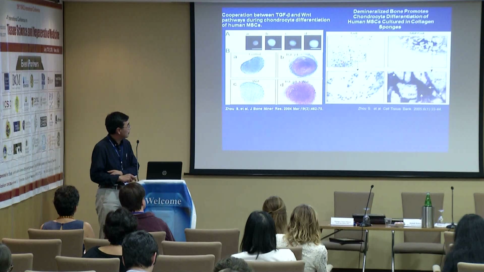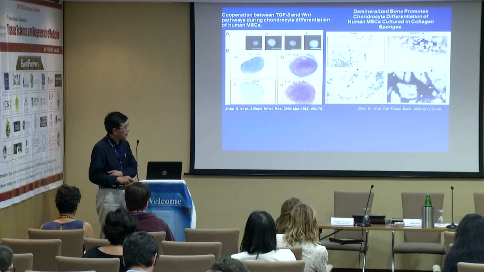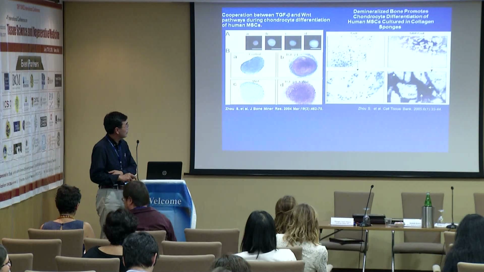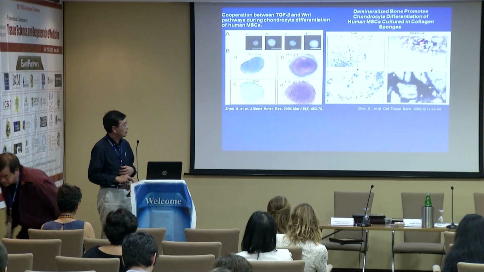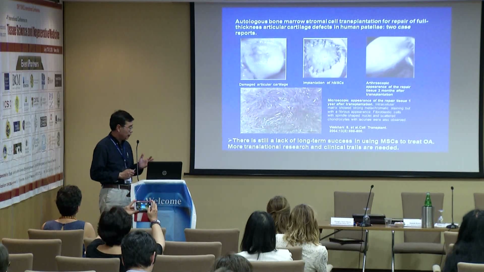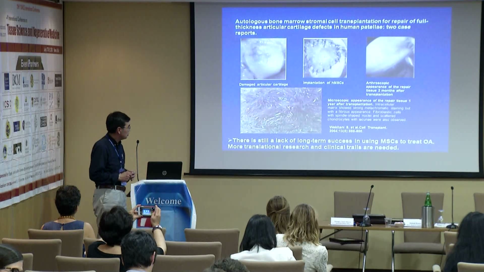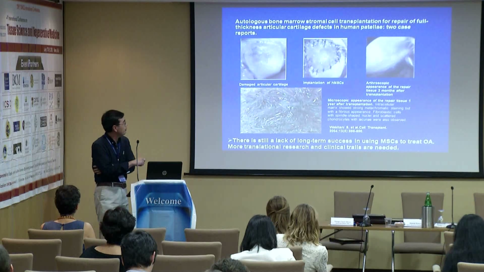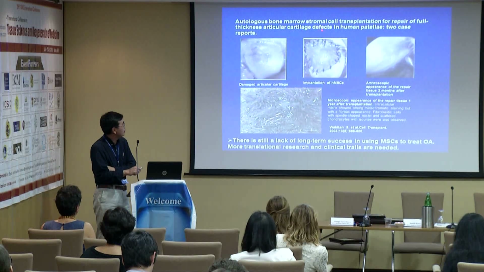Also, we used a scaffold, the collagen scaffold, plus demineralized bone, which can induce mesenchymal stem cells to chondrocytes. The cartilage scaffold itself has no inducing factor, so it cannot differentiate. So far, around the world, there are a lot of clinical trials testing mesenchymal stem cells to repair articular cartilage defects.